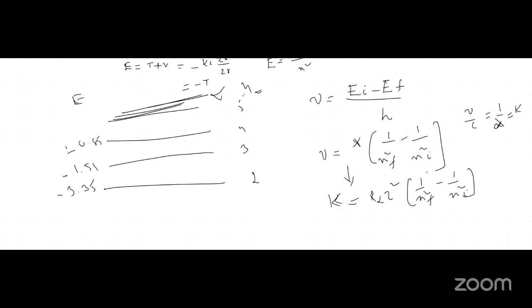These are the values which we get by substituting all the values. That is the radius of the orbit we have got, the velocity of the electron we have got, and similarly the frequency which is produced by the electron whenever it jumps from a higher energy level to a lower energy level.